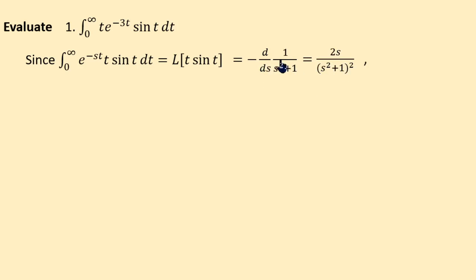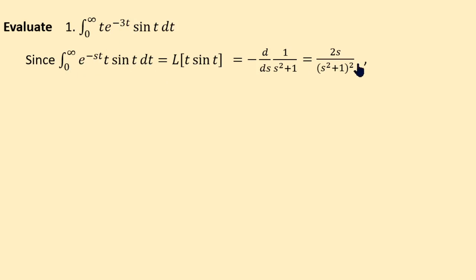So, by applying the second rule, we know the Laplace transform of t sin t is 2s by s square plus 1 whole square. It is nothing but integral 0 to infinity e power minus st t sin t dt. Now, compare these two. Integral 0 to infinity t e power minus 3t sin t dt, and here integral 0 to infinity t e power minus st sin t dt. In the place of s, here it is 3.